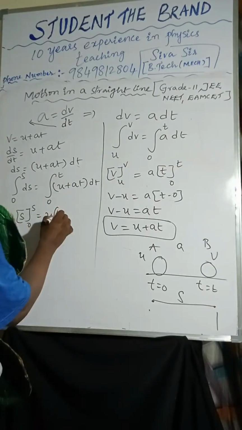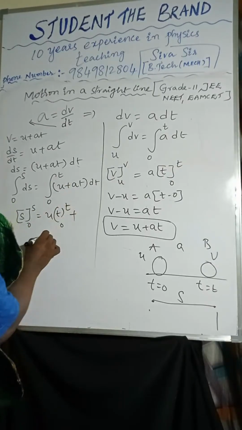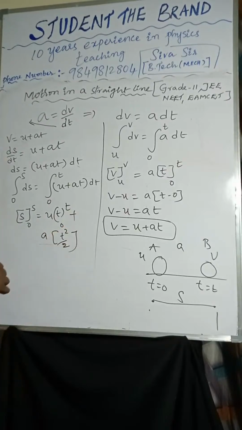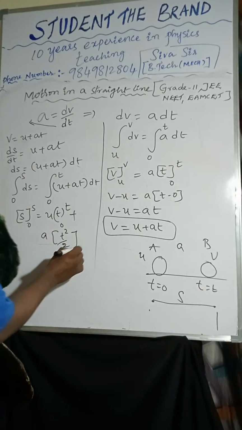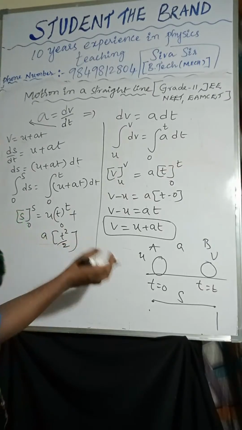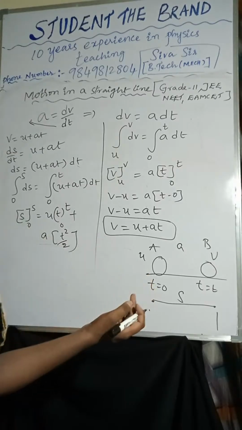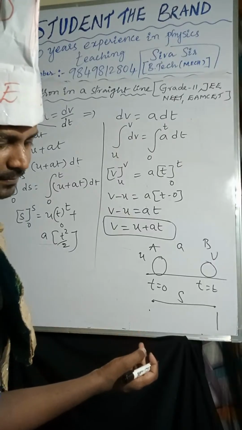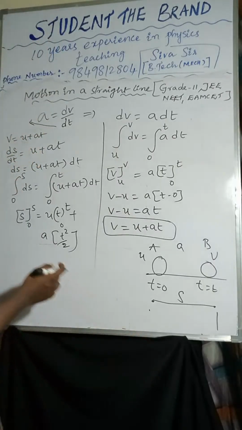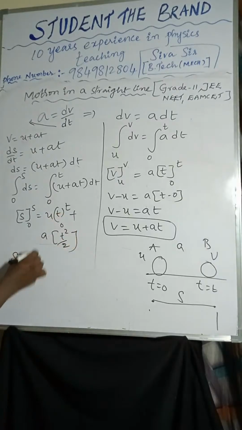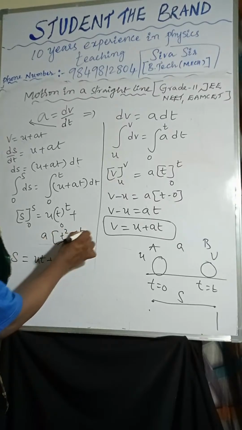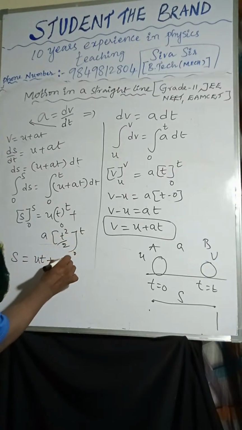With respect to time we are integrating from 0 to t: u times t, plus a taken common, times t square by 2. The integral of x to the power n equals x power n plus 1 by n plus 1. With that formula we get S equal to ut plus, with limits 0 to t only, right? t square gives at square by 2.